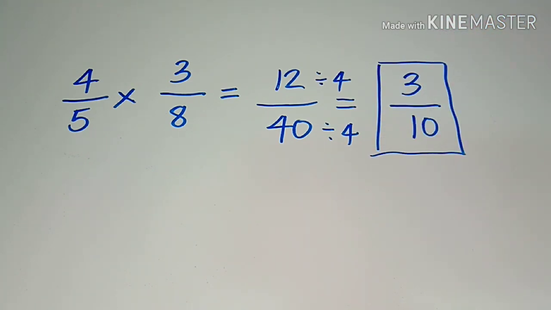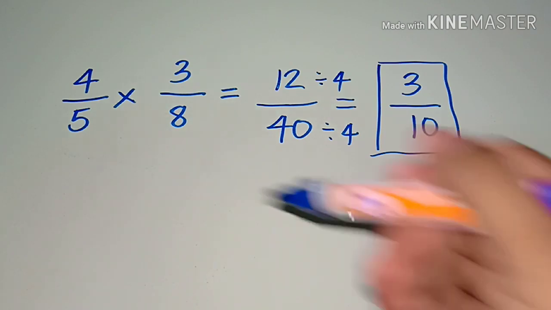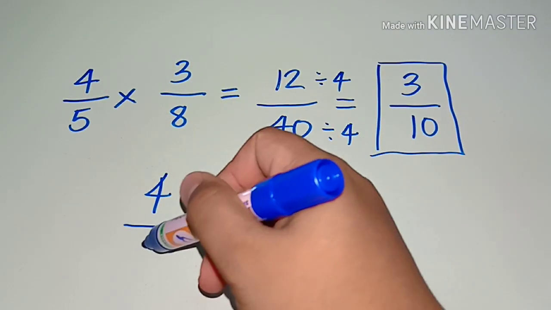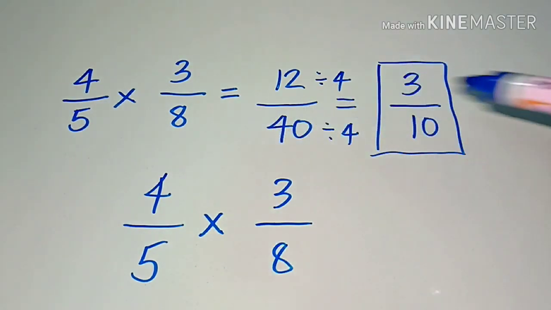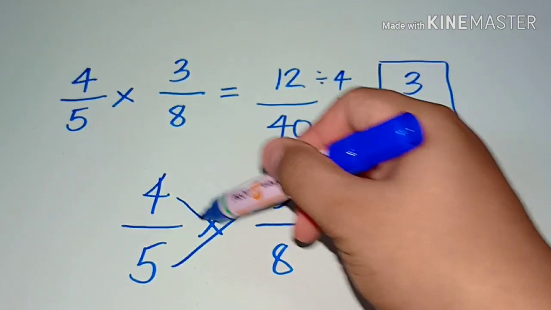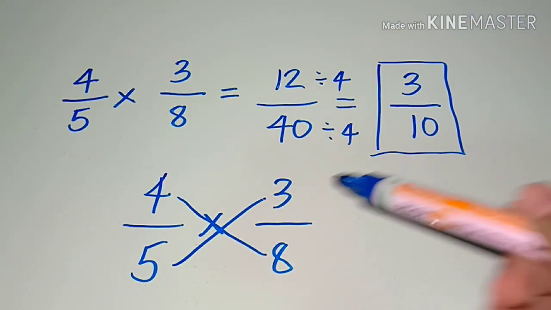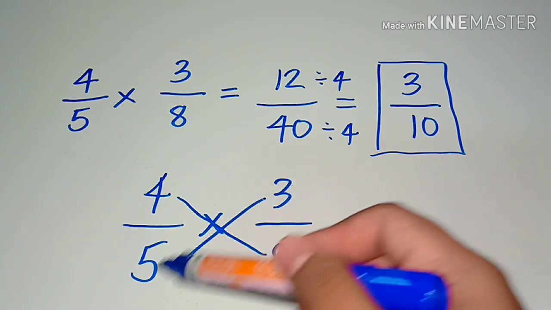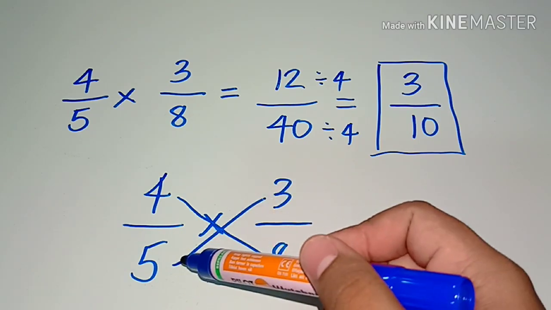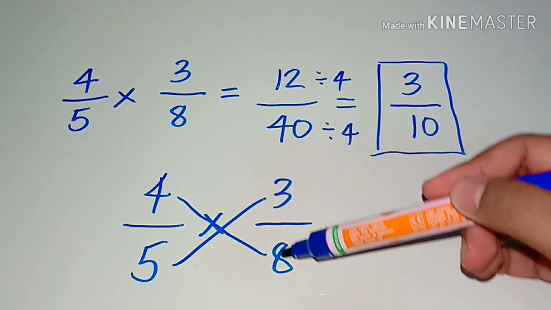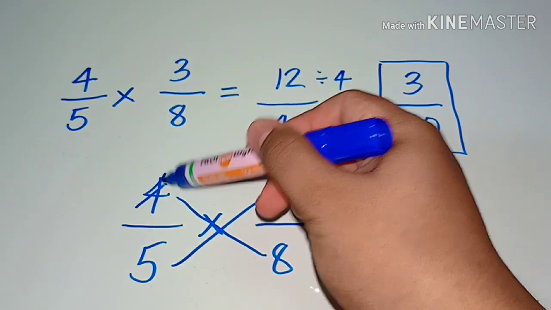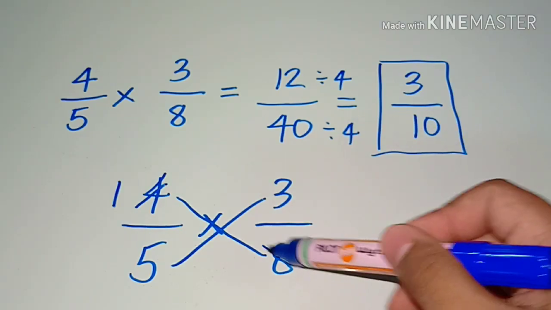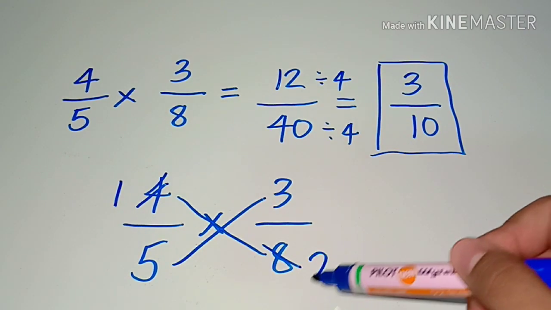Now another way of solving that one is by using cross cancellation. So 4/5 times 3/8. You can use cross cancellation this way. You have to think if you can cancel out their opposites. So 3 and 5, of course, you cannot cancel out that one. But 4 and 8, you can cancel out by dividing by their common factor, which is 4. So 4 divided by 4 will become 1. 8 divided by 4 will become 2.